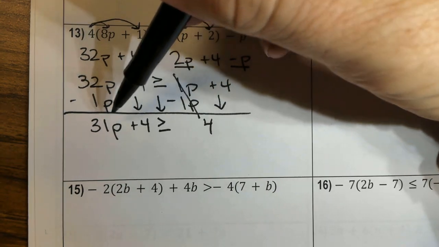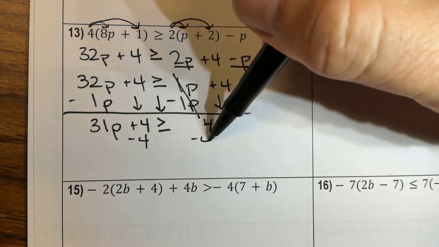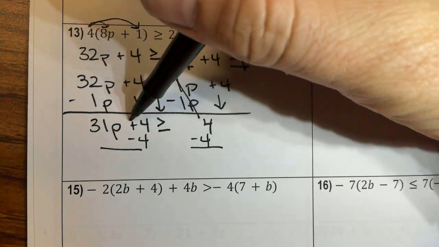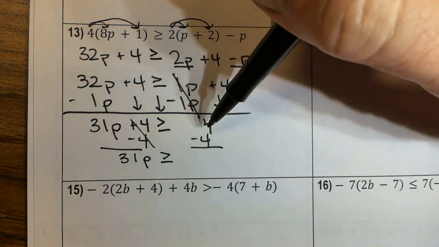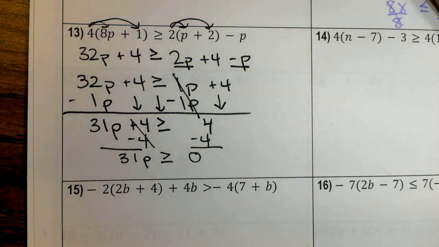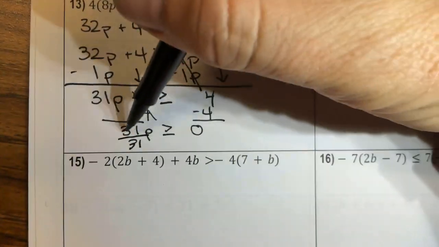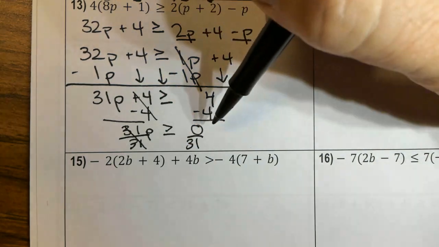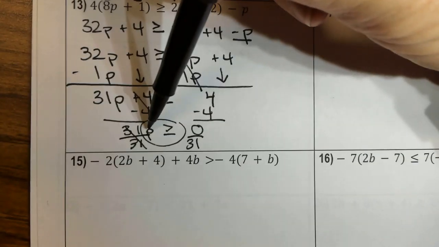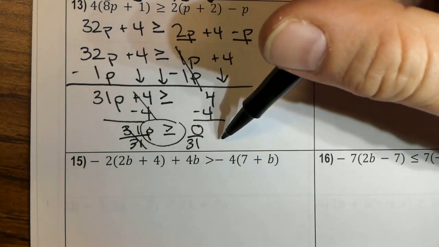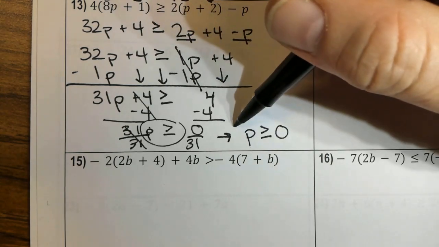Okay, so my p is on the left. My number has to go right, so I do minus 4. 31p is still there, greater than or equal to 4 minus 4 is 0. And if you see where I'm going with this, you divide, right? So 0 divided by anything is still 0, but you have to be careful. I still have p is greater than or equal to. So p greater than or equal to 0.